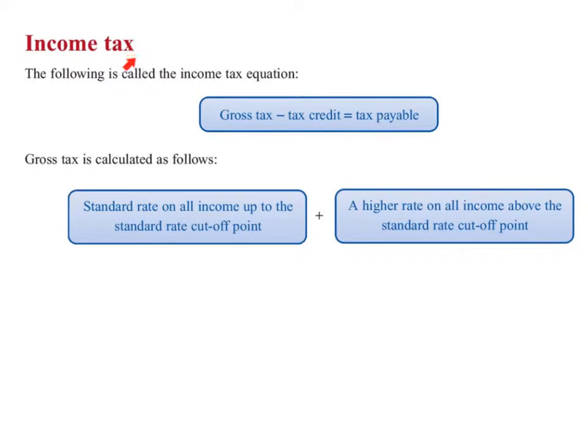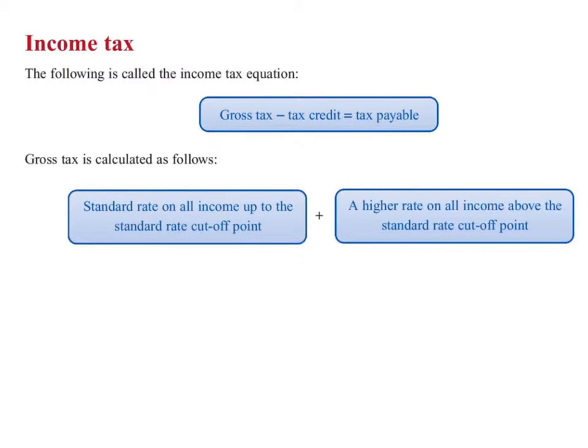Income tax. The following is called the income tax equation. Gross tax minus tax credit equals tax payable, so the tax you actually pay. Gross tax is calculated as follows. Standard rate on all income up to the standard rate cutoff point, plus a higher rate on all income above the standard rate cutoff point.